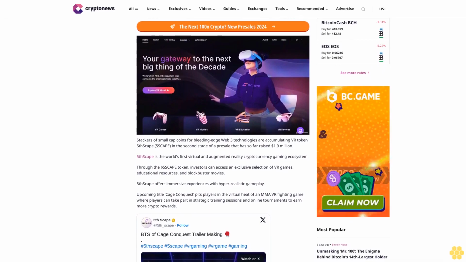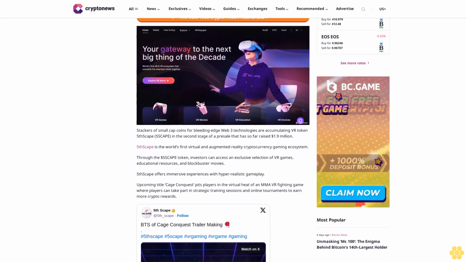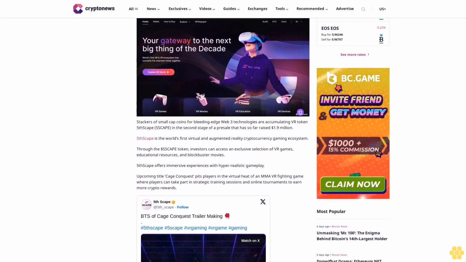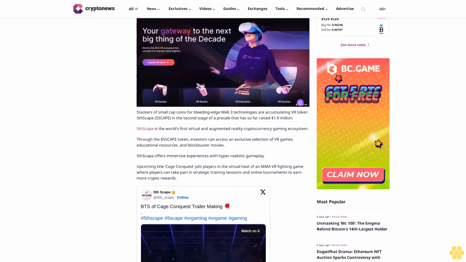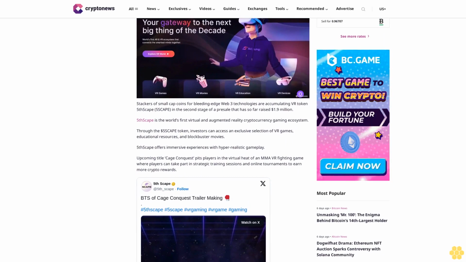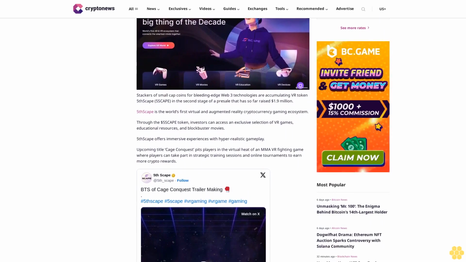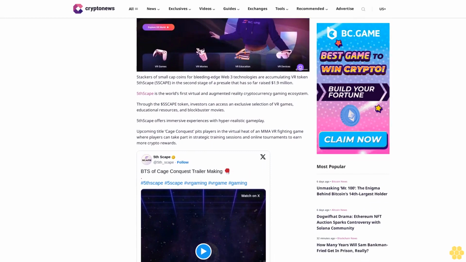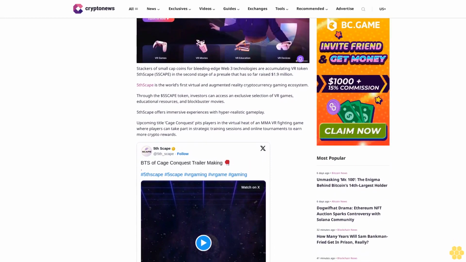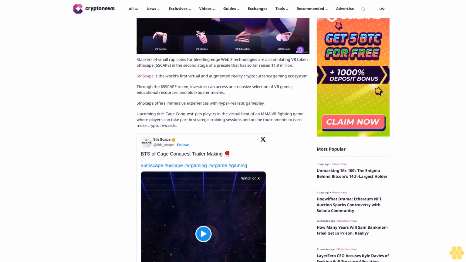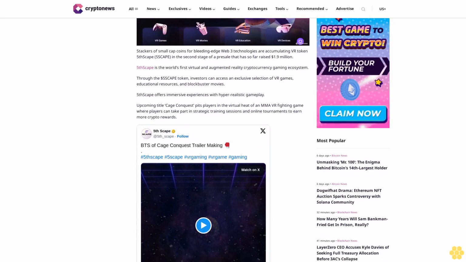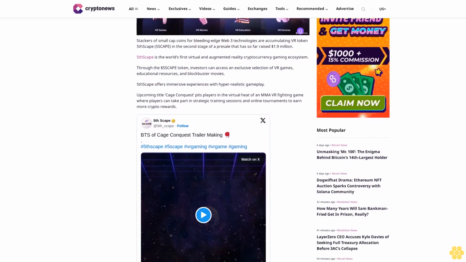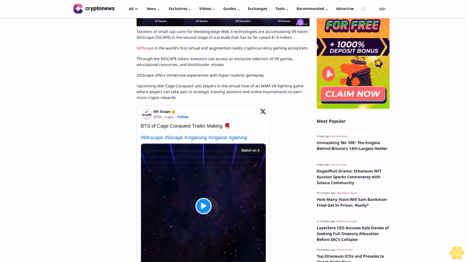Stackers of small cap coins for bleeding edge Web3 technologies are accumulating VR token 5escape in the second stage of a presale that has so far raised $1.9 million. 5escape is the world's first virtual and augmented reality cryptocurrency gaming ecosystem. Through the $5escape token, investors can access an exclusive selection of VR games, educational resources, and blockbuster movies. 5escape offers immersive experiences with hyper-realistic gameplay.